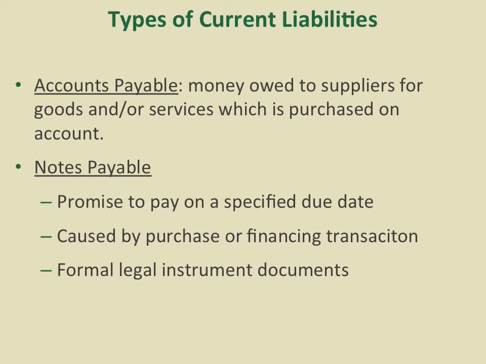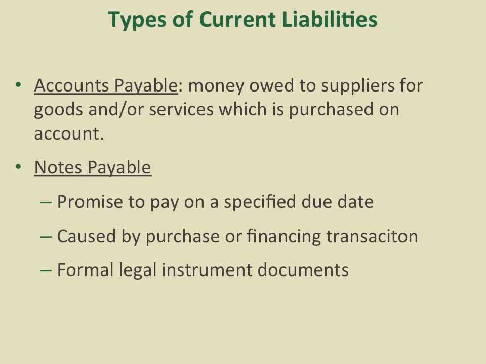The first one, accounts payable. Accounts payable represent money owed to your suppliers, usually for goods and or services which are purchased on account. For example, one day you purchase something from your supplier, you didn't pay cash. So on that transaction date, accounts payable is generated, liability increases.